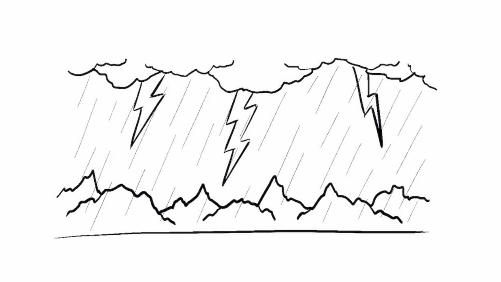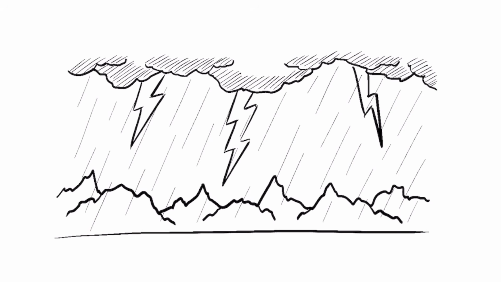Lastly, add some really close, thin diagonal lines across the bottoms of the clouds to make them look darker. And now you've got some storm clouds.